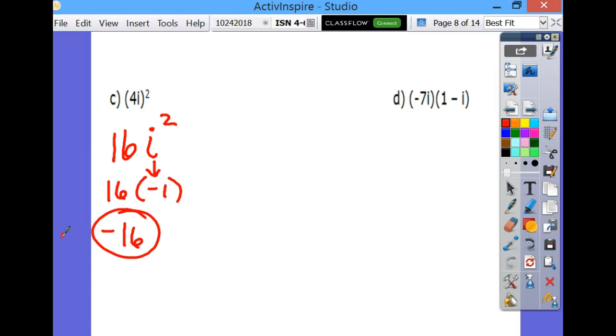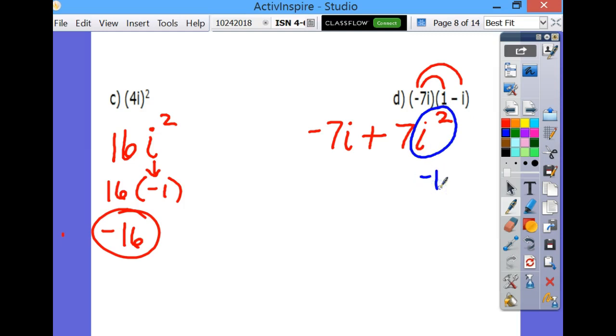In problem D, you have to distribute, and you have to be careful about the signs. So when I multiply that by 1, I get -7i. When I multiply that together, I get positive 7i squared. But you never, never, never leave i squared in a problem. What is i squared equal to? And so when you multiply that, you would get a -7.